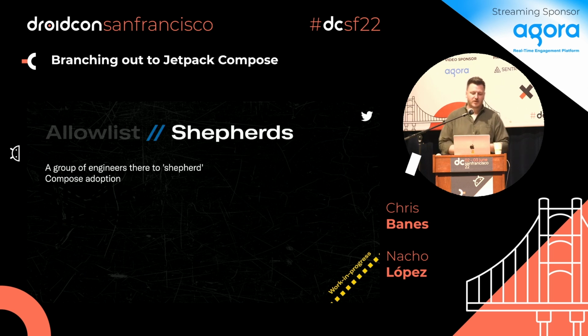And the second idea was the Shepherds program. It's quite simply, this is a work in progress, this isn't done, but it's an idea that we have. And that is a group of engineers there to shepherd Compose adoption within Twitter.